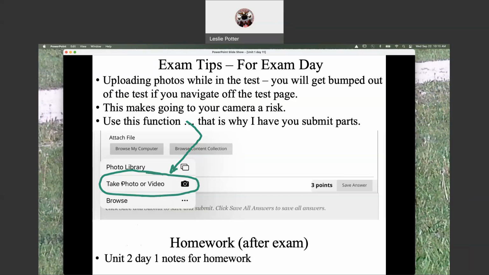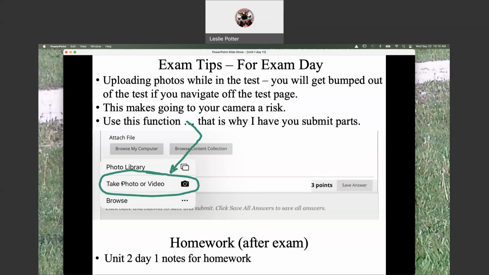So after everything is said and done tomorrow, we'll look at the Unit 2 Day 1 notes. No spoiler alert. Unit 2 Day 1 notes. It's the same thing. So it's a change of the flow. So again, literally starting there.